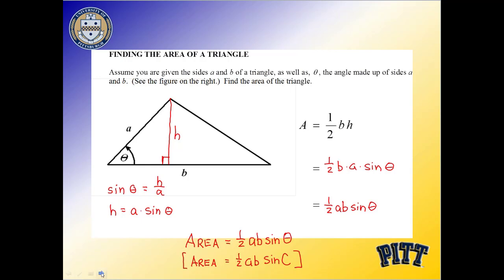The most common mistake that students make on this is that they'll see that they have two sides and an angle. That angle may not be the included angle, but they still use this formula to come up with an answer, and that answer is wrong as a result.